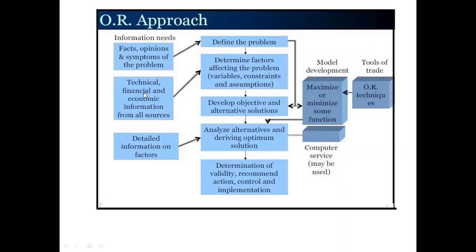We have to collect the technical, financial, and economic information from all of the sources. After that, develop objectives and alternative solutions. The third step is to develop objectives and alternative solutions to find out how we can resolve the problems arising in the organization. There is some maximizing or minimizing of some functions. After that, we have to analyze alternatives and derive the optimum solution.